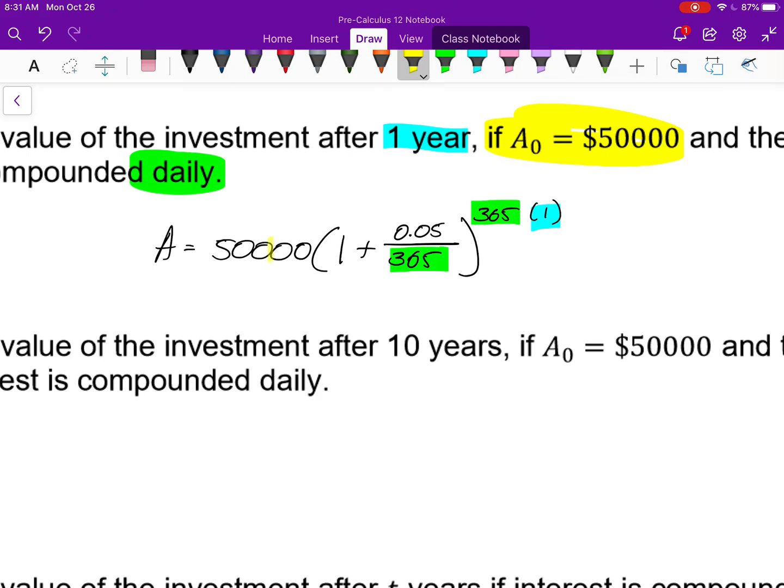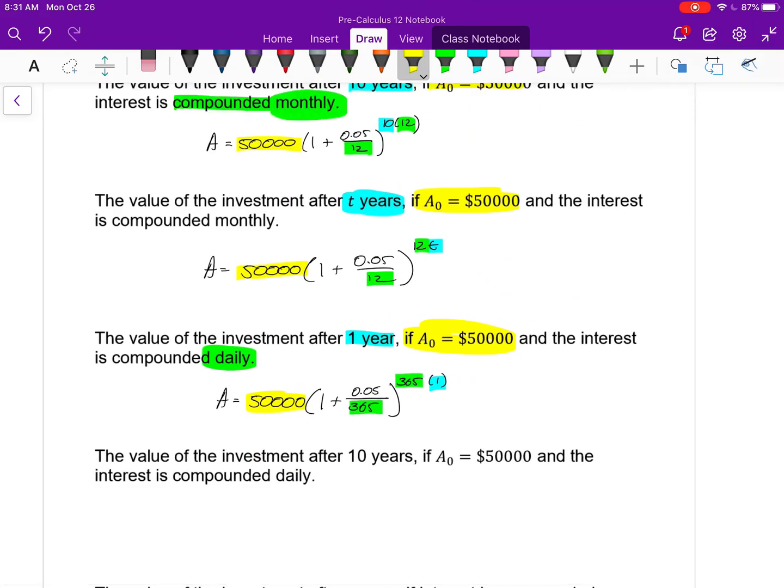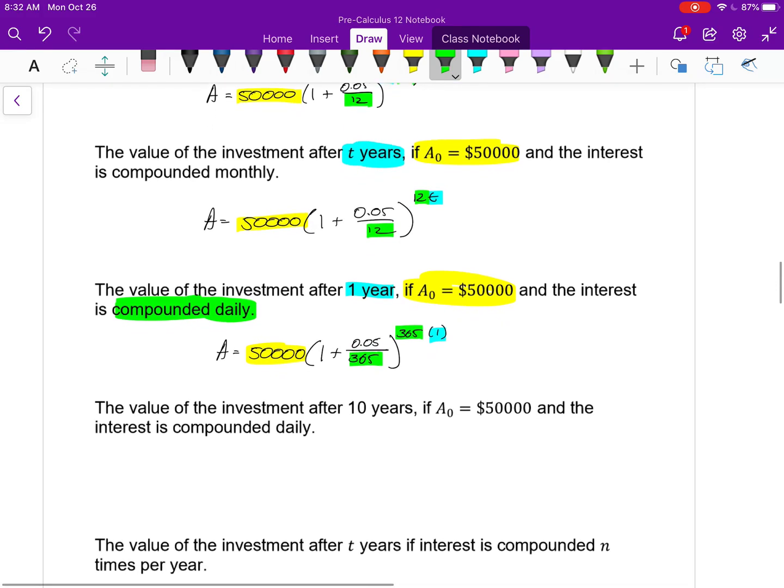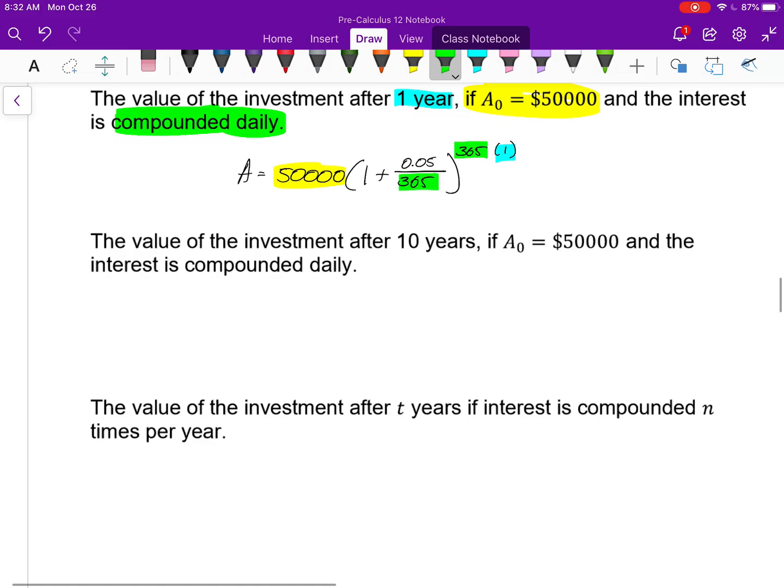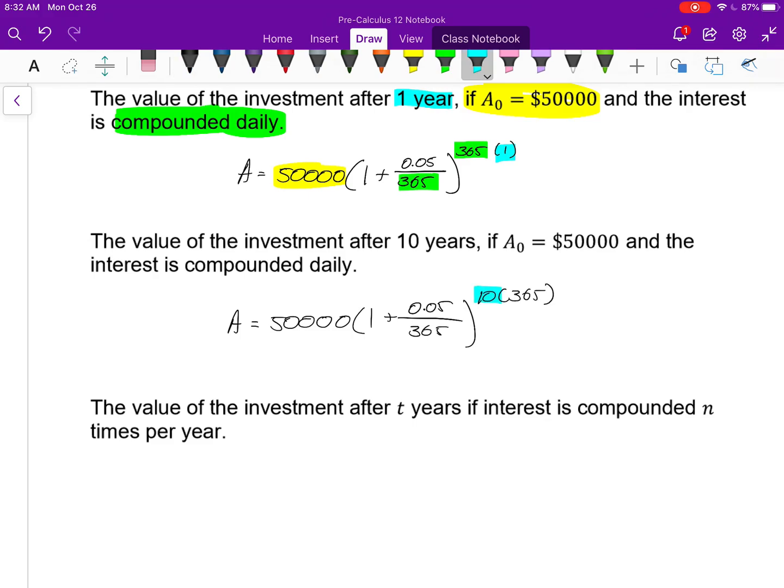And so again, if I compare this to the last few, notice the only difference really is what I have inside the base of my exponential expression. Last time it was 1 plus 0.05 divided by 12. Now it's 1 plus 0.05 divided by 365, because that's the number of compounding periods, the number of days in a year. All right, so what if now I just change it from 1 year to 10 years? Well, all I'm going to do is take the exact same expression above and change that 1 to a 10. I'm hoping you can see that I can change any of these numbers, and I'll get a similar expression. So 10 times 365, the time times the compounding periods.